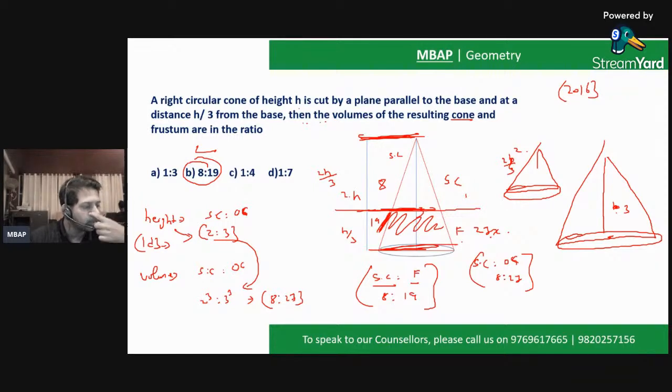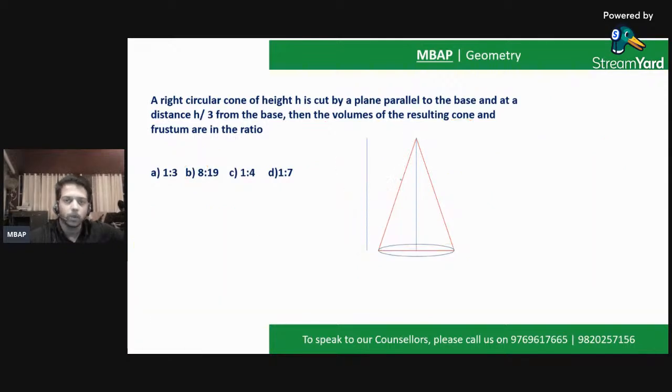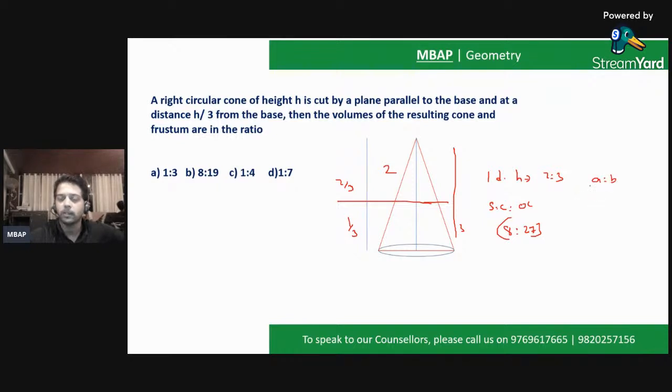Everyone out here? In a very simple way, if I have to re-explain this question, you have a cone which is being cut by a plane parallel to the base at a height of one third. So this is one third, this is two third. So this height would be 2 and the original height would be 3. So the height is in the ratio of 2 is to 3, which is one dimensional. So the ratio of smaller cone versus the original cone would be 2 cube is 8, 3 cube is 27. We know if 1D is A is to B, then the 3D units will be in the ratio of A cube versus B cube, which is 8 is to 27.